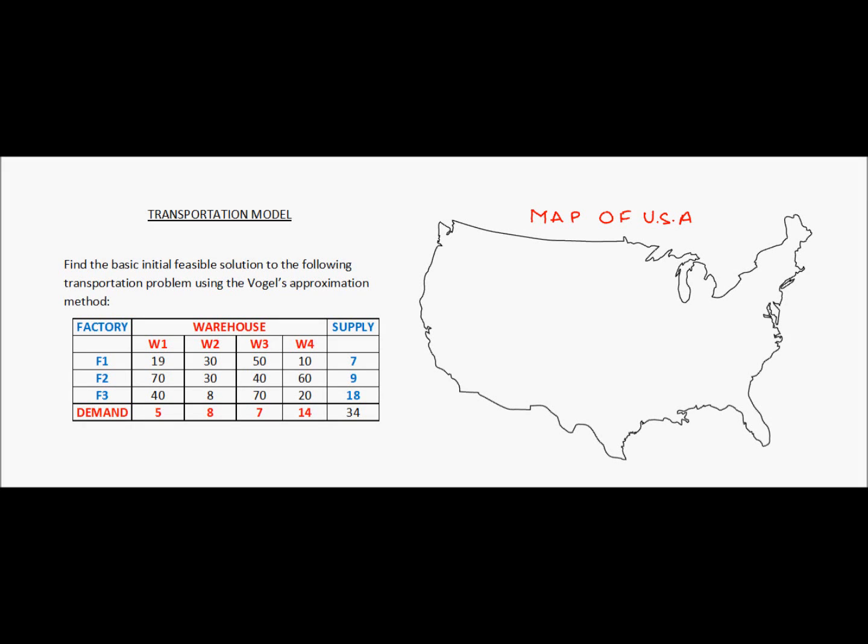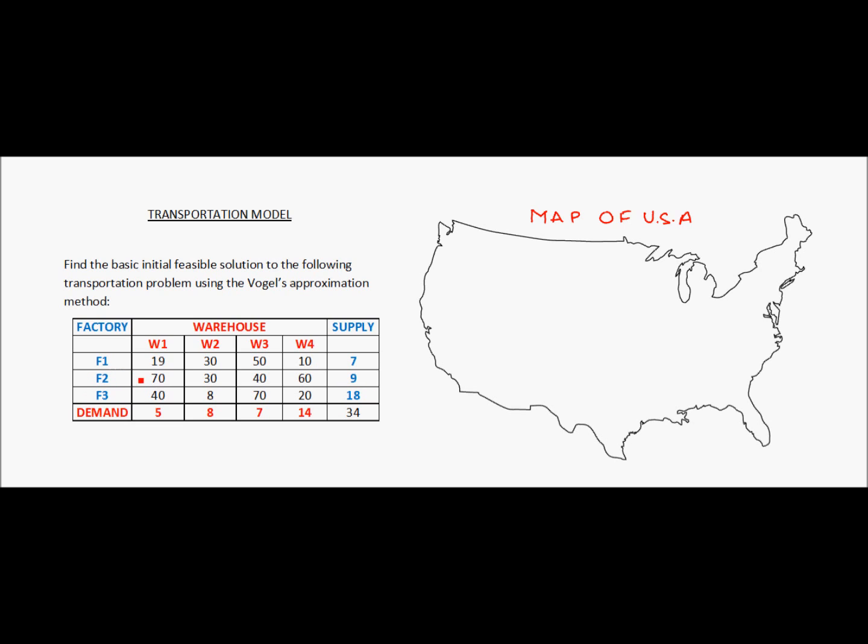Find the basic initial feasible solution to the following transportation problem using Vogel's approximation method. Let's say there is a company in the US which has 3 factories, F1, F2 and F3. And these factories have a supply capacity of 7, 9 and 18 units per day.